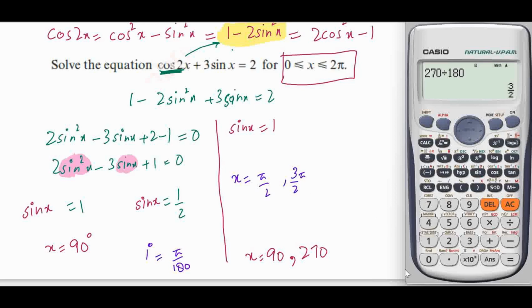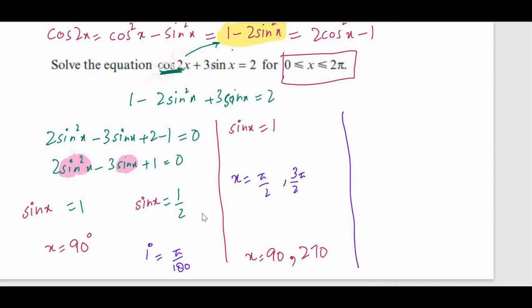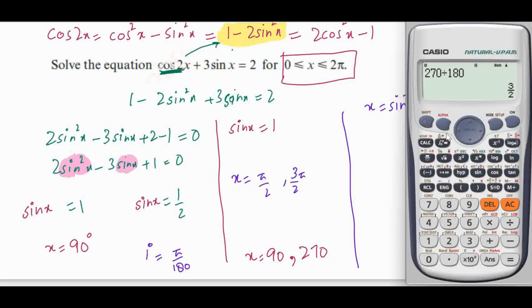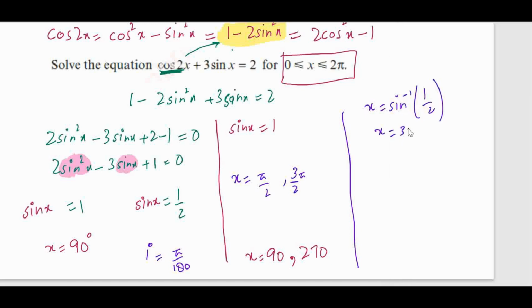Now let's see the second one. The second case, sine of x is equal to 1 by 2. So x will be equal to sine inverse of 1 by 2. Now shift sine inverse of 1 by 2. This will be equal to 30 degrees. So x will be equal to 30 degrees.